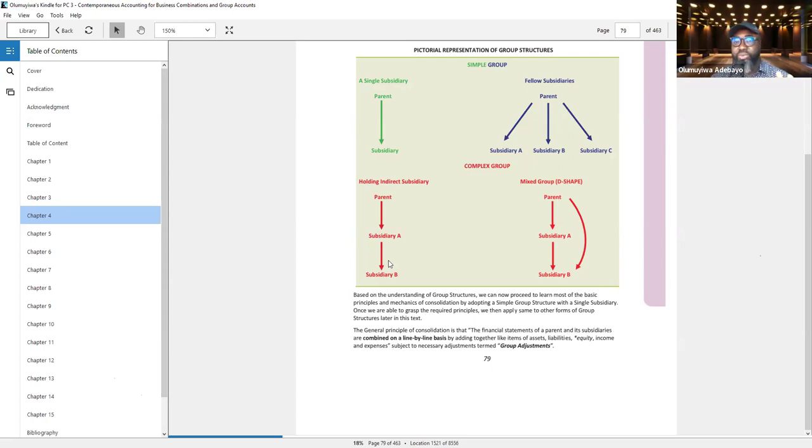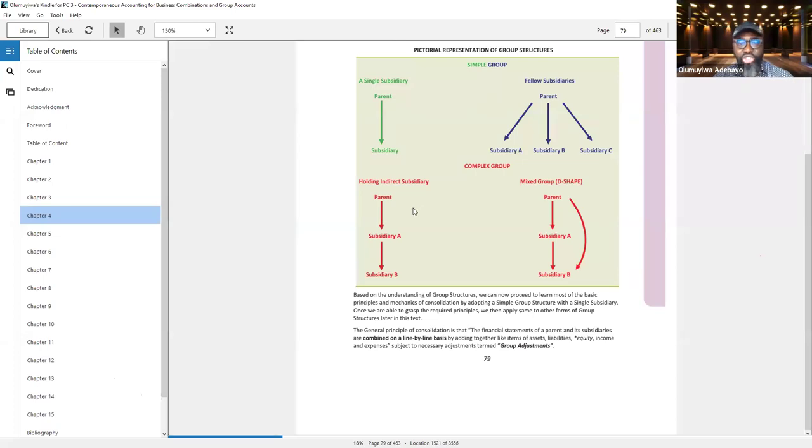And lastly, we can have a structure we call a joint group or a joint subsidiary group. Sometimes we call it a mixed group. Sometimes, because of the shape, some people call it a D-shaped group. What does that signify? It signifies a situation where a parent and a subsidiary jointly, in a manner, obtain control of another subsidiary. What does that simply mean? If you look at the structure here, you find out that a parent first has a subsidiary, but in one way or the other, both the parent and subsidiary A jointly invested in a manner such that B becomes a subsidiary of the group, or a subsidiary within the group in that case. And we are going to see some of them.